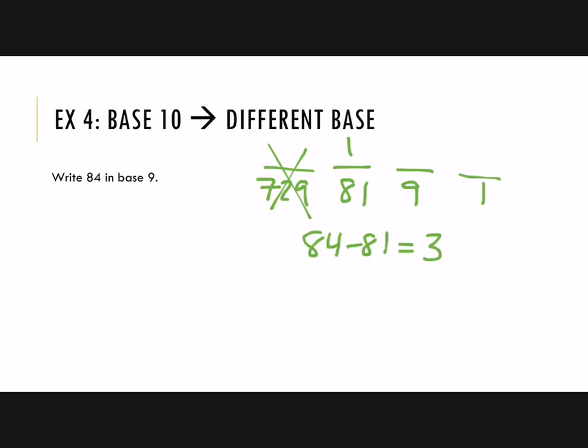Okay, that leaves 3 left over. And that's not enough to make any groups of 9. Okay, and so then that 3 is enough to make 3 groups of 1. Alright, so 84 in base 9 is 103 base 9.